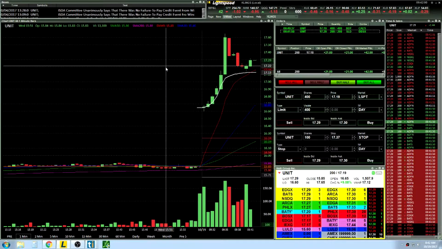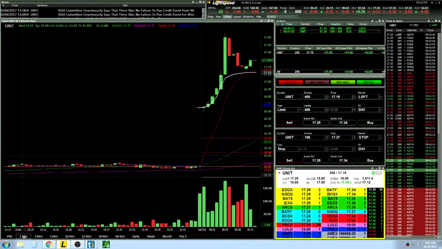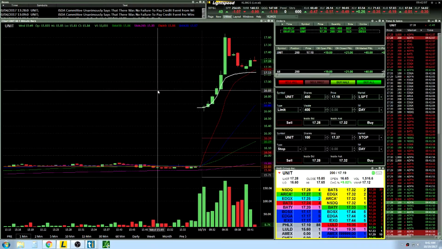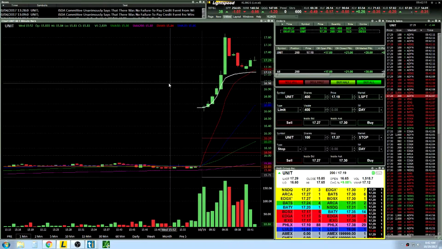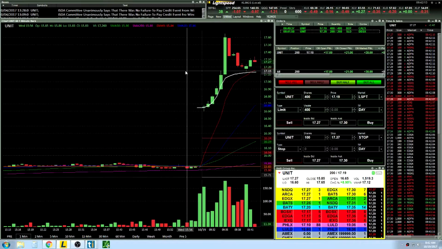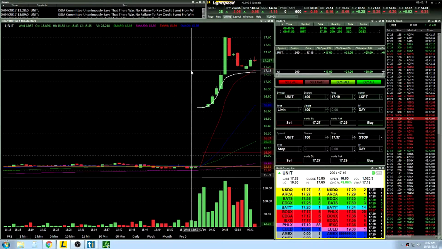On the 5s, it just made a big falling star there. But with 200 shares, this could still make some pretty good profit. Alright, stop will be a close below the 9 now.